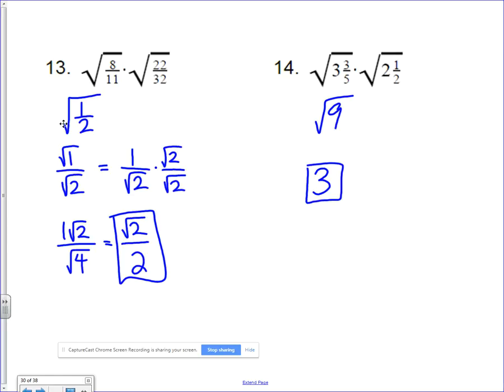Okay. Doing all right? In a second. So, dividing. You cannot have a radical in the denominator. Can you have a radical in the numerator? Yes. Look to break things down. Look to reduce.